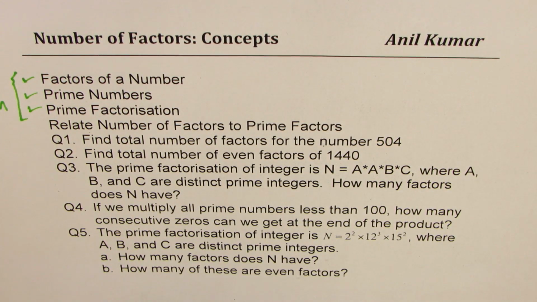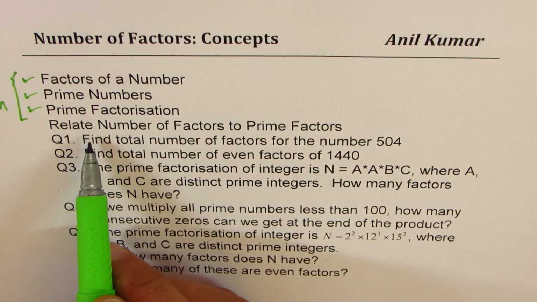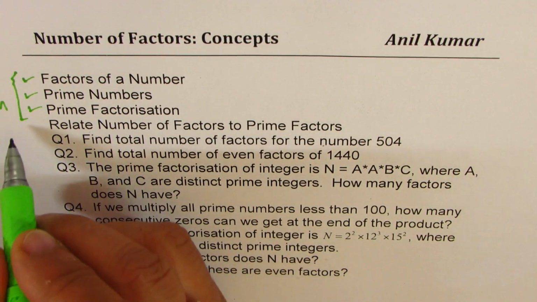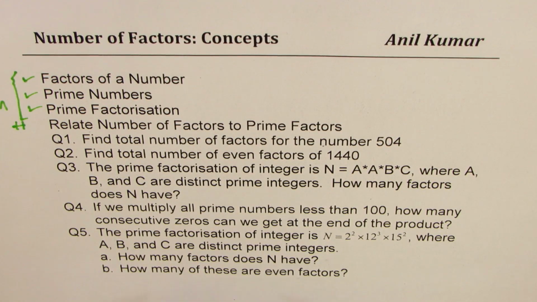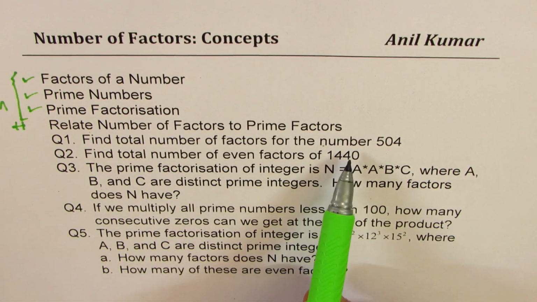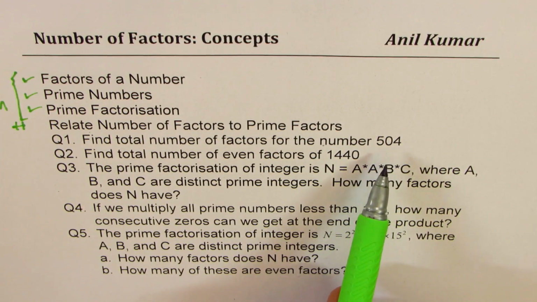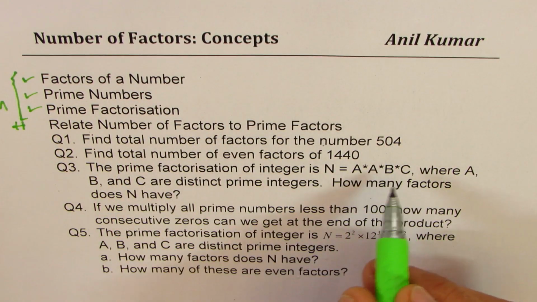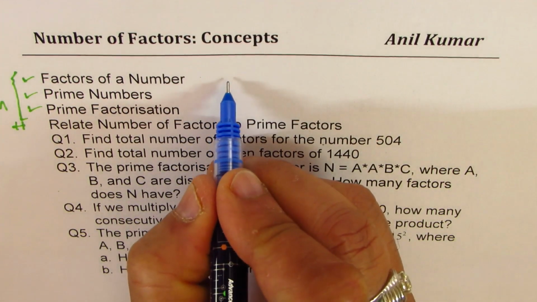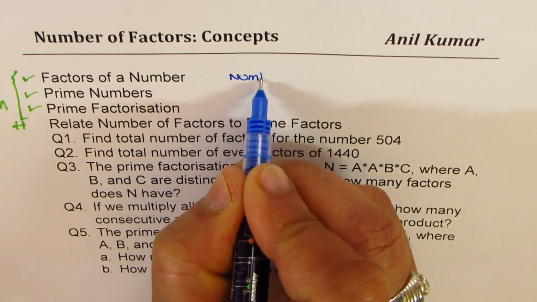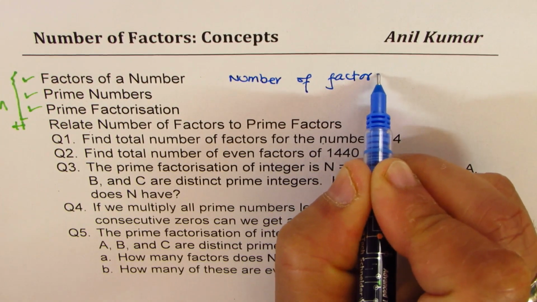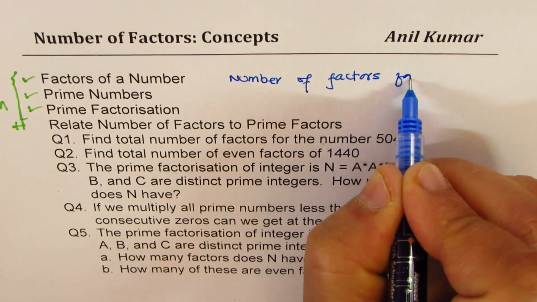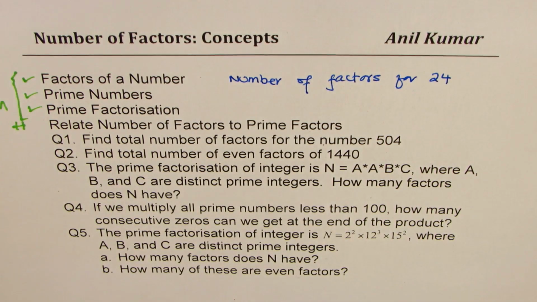Some of these questions can be seen in competitive exams. So we'll also work on a related number of factors to prime numbers, and this is a place where we are going to move to high school. The questions here are: find total number of factors for the number 504. Well, I'll take an easier example here. We'll find total number of factors for, let us say, 24. So we'll say number of factors for 24. We'll take that example for our junior students.